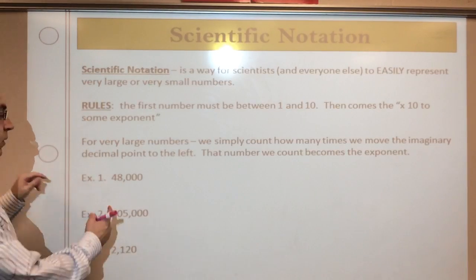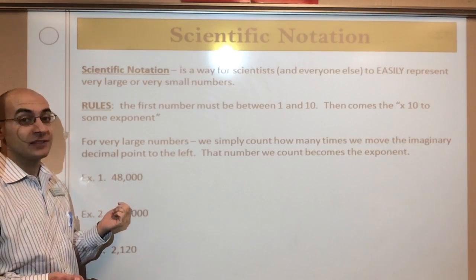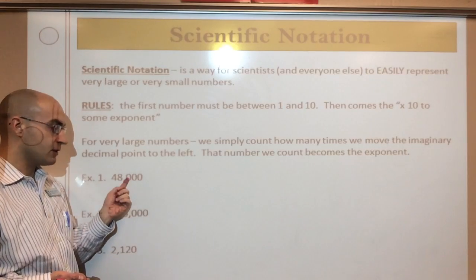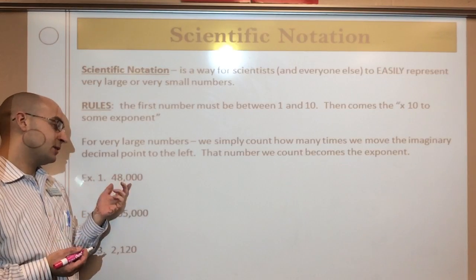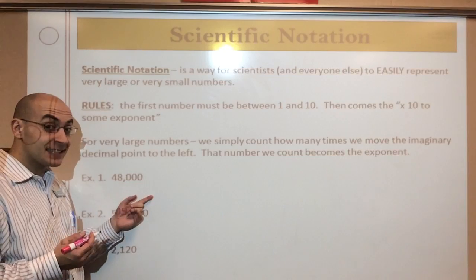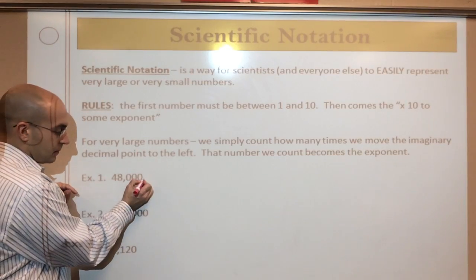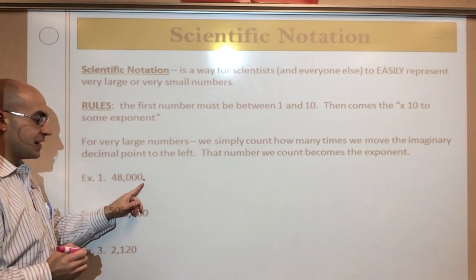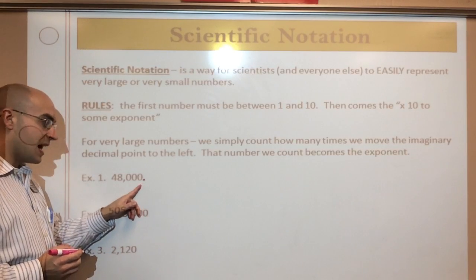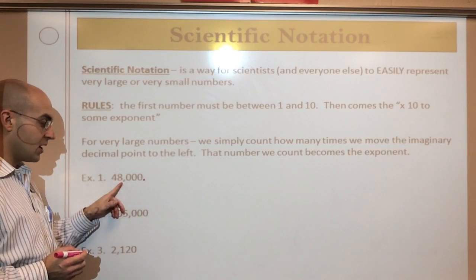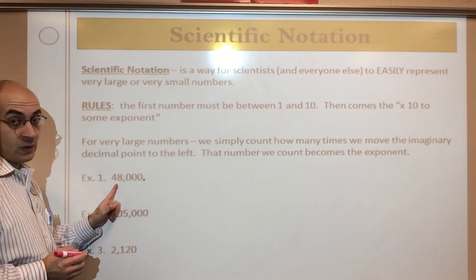Now, example 1 is 48,000. That's not really that big of a number, right? Because we can represent that with just 3 zeros. It would be kind of counterproductive to write this as scientific notation, but let's go ahead and do it anyway. Basically, behind every number there's an imaginary decimal place. We're trying to move that imaginary decimal place several times until we get to something that's between 1 and 10.